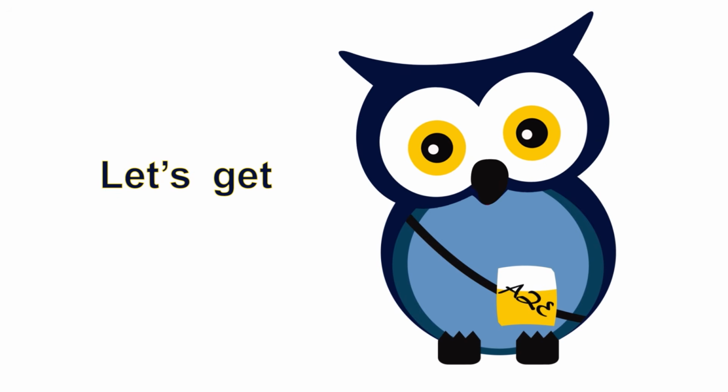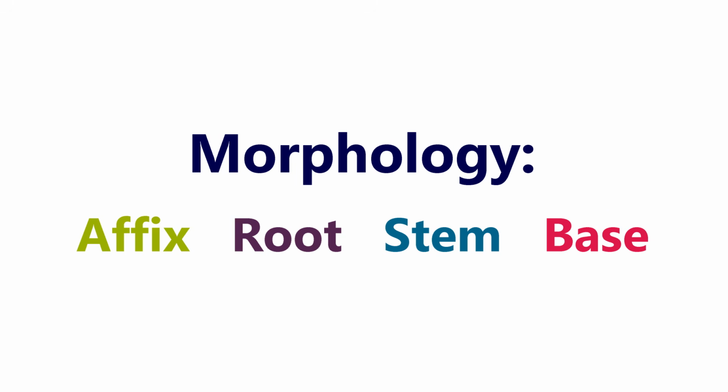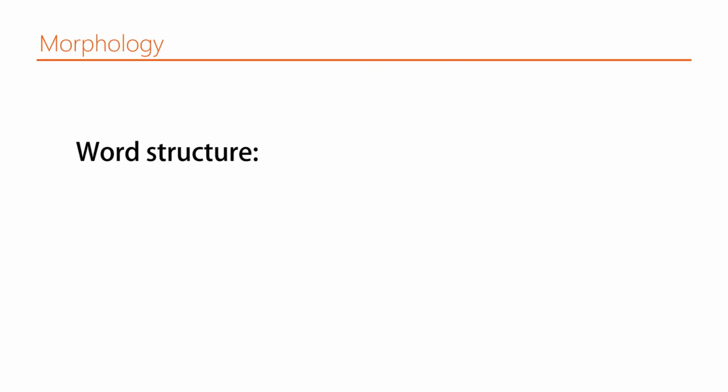So let's see what we've got today. I want to talk about what it is that you get inside a word. In order to understand word structure, there are 4 concepts you need to learn: affix, root, stem, base. I guess we already know what affixes are and we have discussed roots. I may have referred to the word stem, but now I want to make the distinction crystal clear.